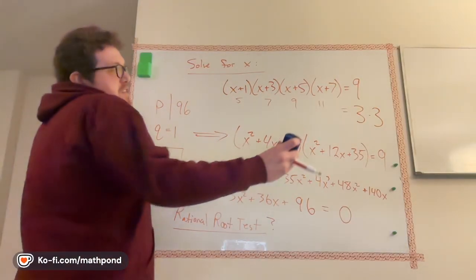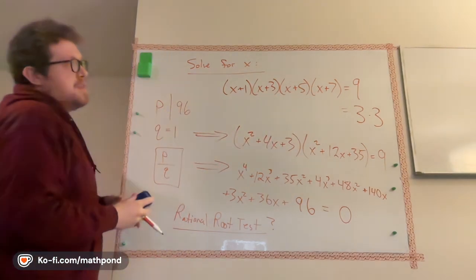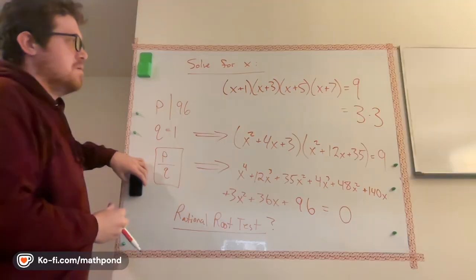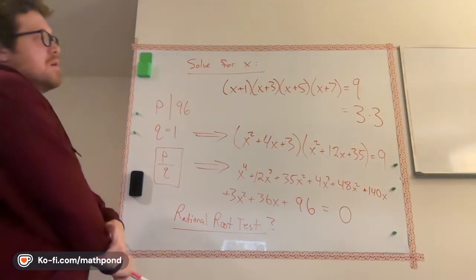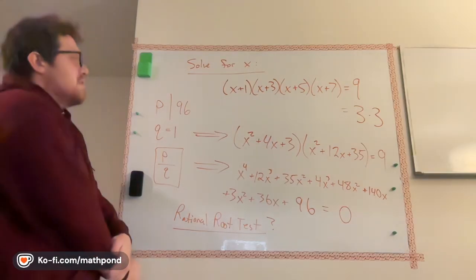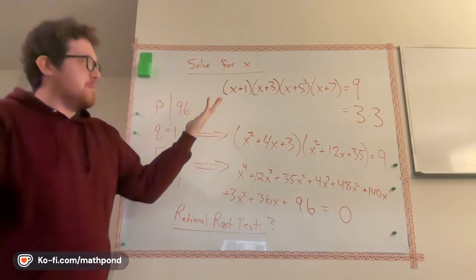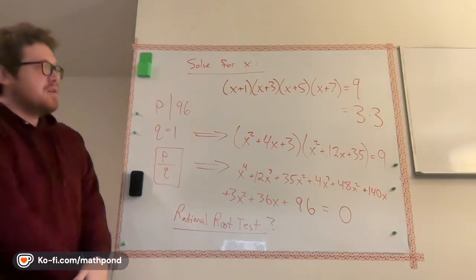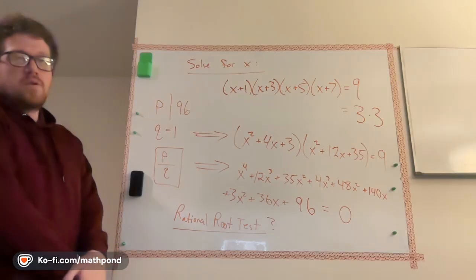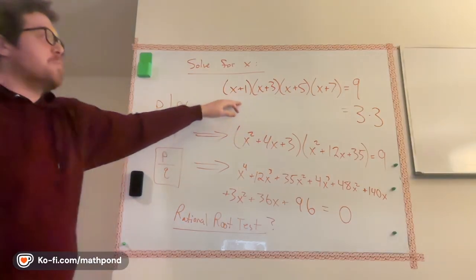In fact, I'm pretty sure my argument holds up. The product of any 4 integers is never going to be 9. So yeah, 9 is not possible here if these are integers. It's possible that x is some irrational number. That's still possible. Could be the root of a quadratic, or maybe this is the minimum polynomial for it.